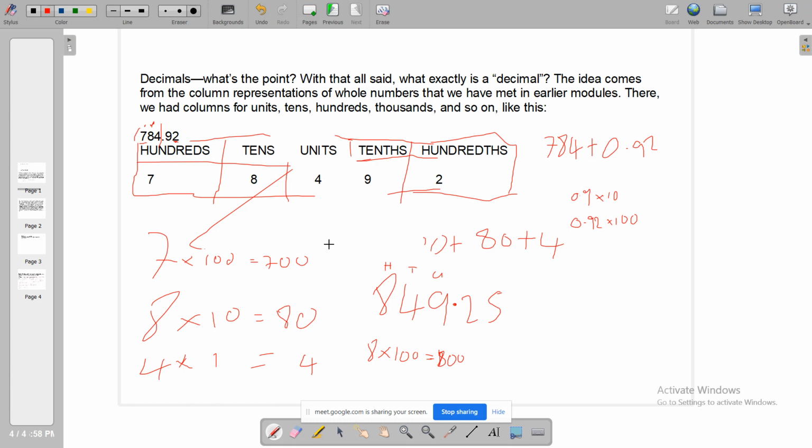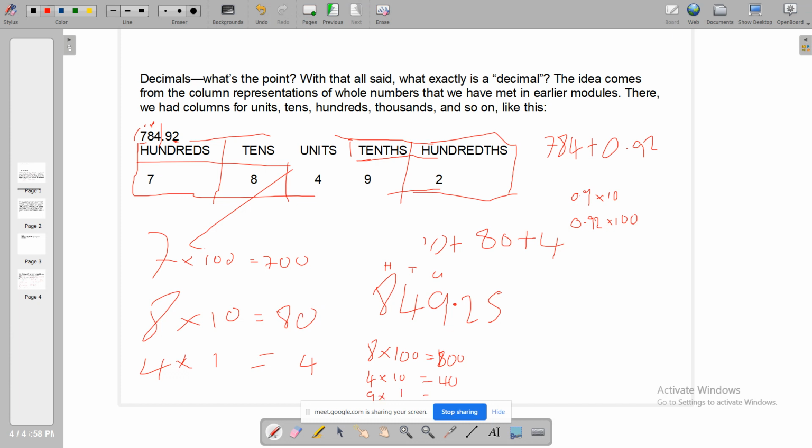Okay, if I want to break this one down, what will it be? The 4 will be 4 of what? 4 of 10. Okay, so 4 of 10 will give us what? 40. Okay, and then here will be 9 by 1.